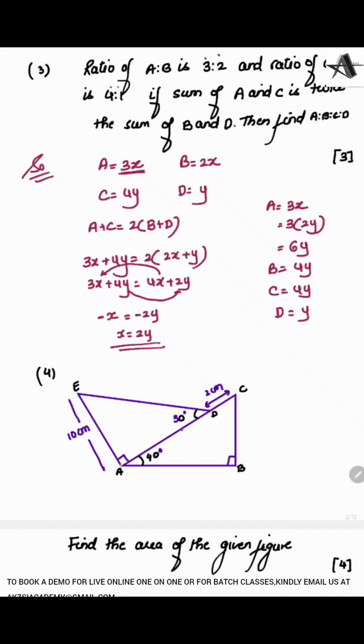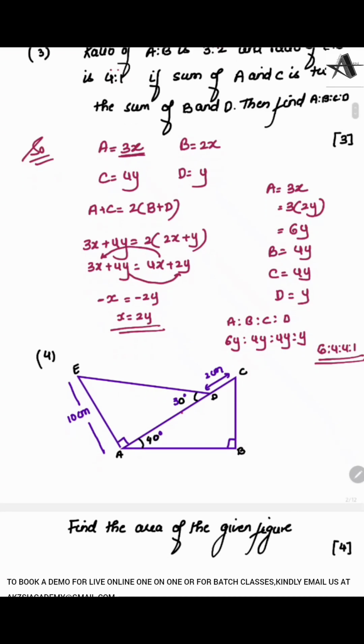So now we need to calculate the ratio of A, B, C and D. Putting all the values, it's 6y, ratio 4y, ratio 4y, ratio 1. The only thing that is common among all of them is y, cancelling it out. I got my final ratio as 6, ratio 4, ratio 4, ratio 1. Moving on to the next question.